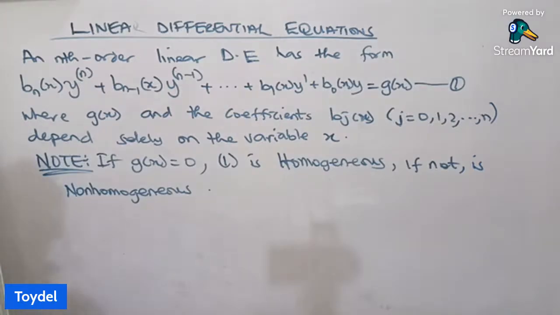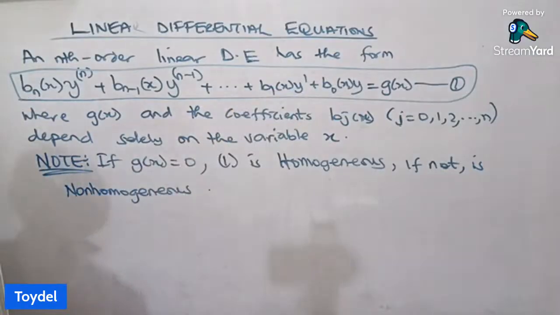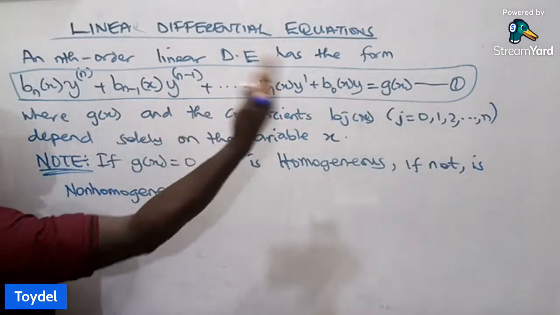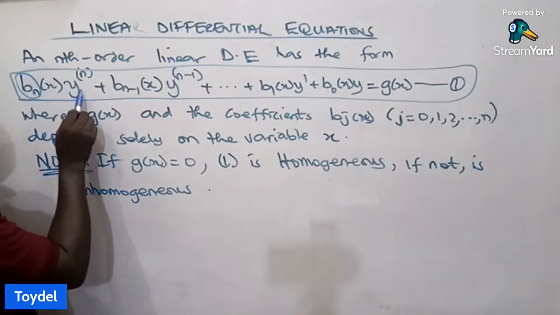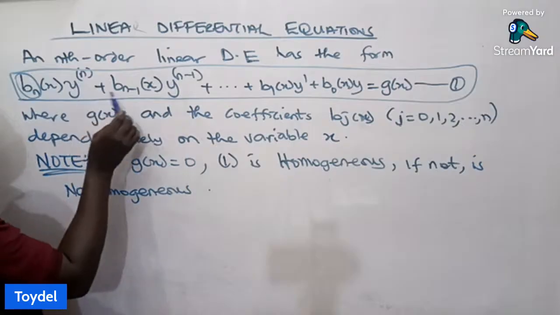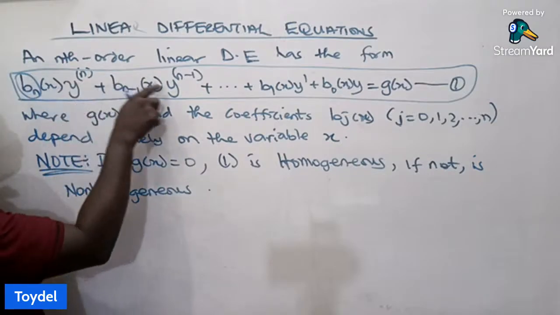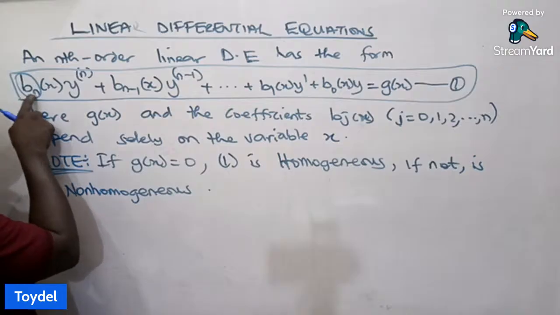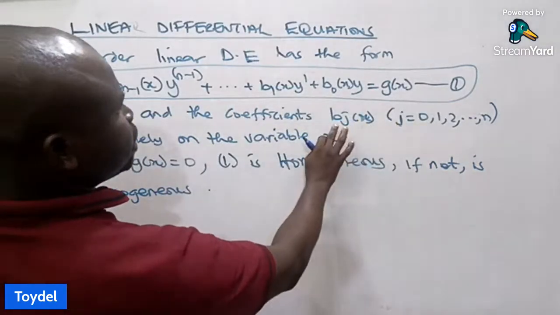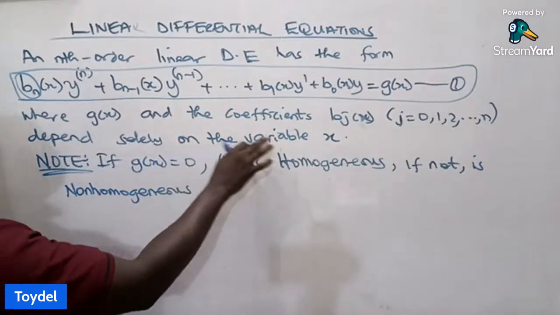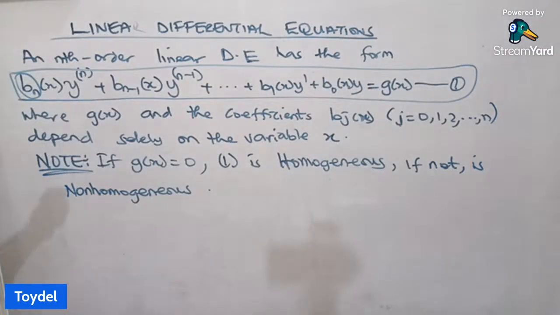Now let's start. An nth order linear differential equation has this form, which is given as equation 1 there. Here g of x is the right-hand side of the equation, and these are the coefficients. If it is first order, we only have y prime. If it is second order, n will be equal to 2. If it is third order, n will be 3, and we have y cubed, y squared. So all these coefficients are b subscript n, b subscript n minus 1, up to b naught, where g and the coefficients bj of x depend solely on the variable x. If you have any differential equation of this form, it is called a linear differential equation.